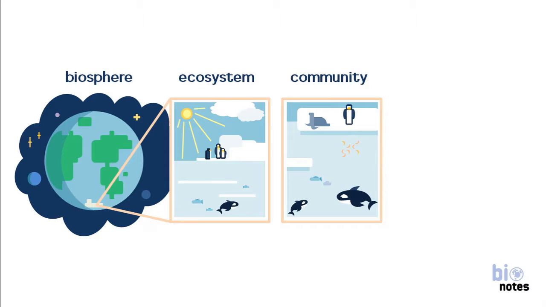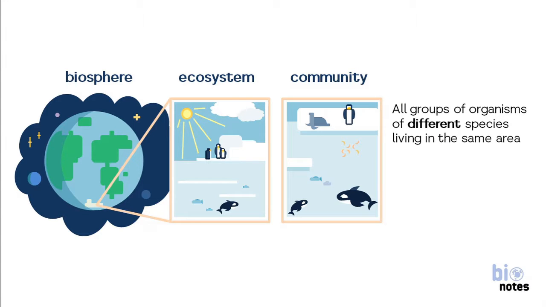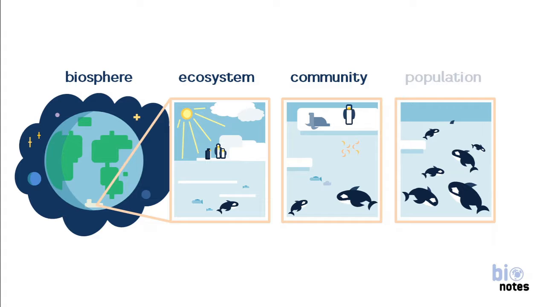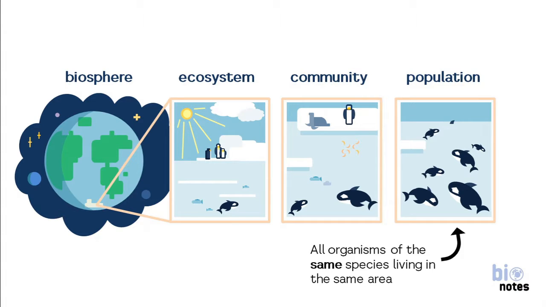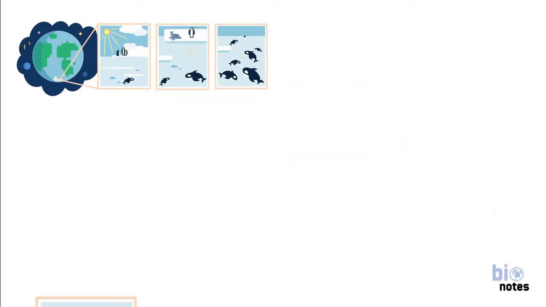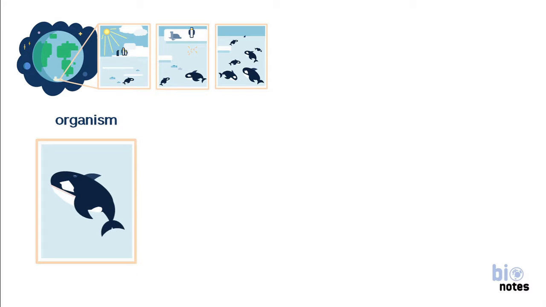Focusing only on the biotic factors of an ecosystem brings us to the community level. A community is all groups of organisms of different species living in the same area. So this community has seals, penguins, shrimp, fish, and orca whales. Next is a population, or all organisms of the same species living in the same area, like this group of orca whales. A single orca whale within this population is an organism, which is defined as an individual living thing.